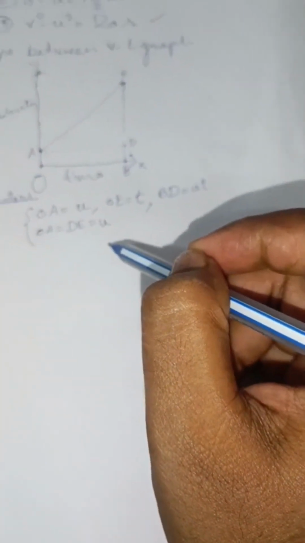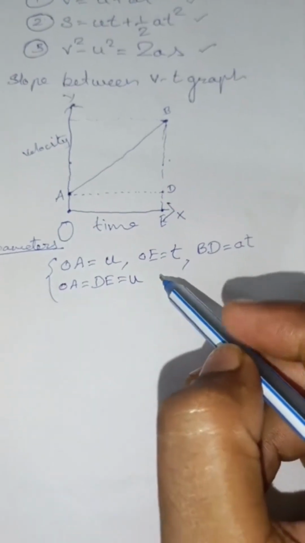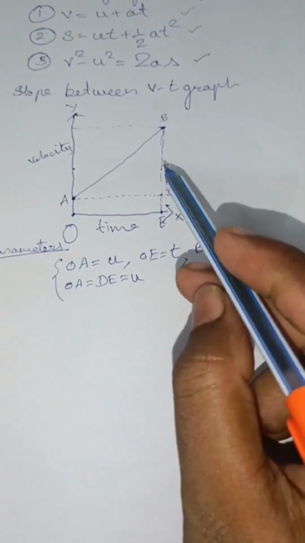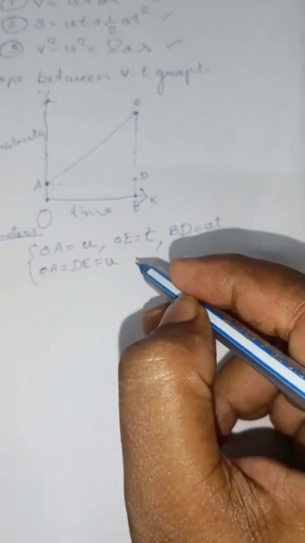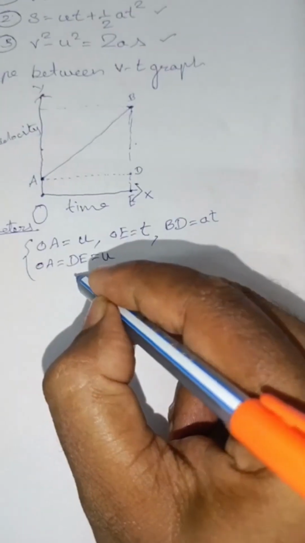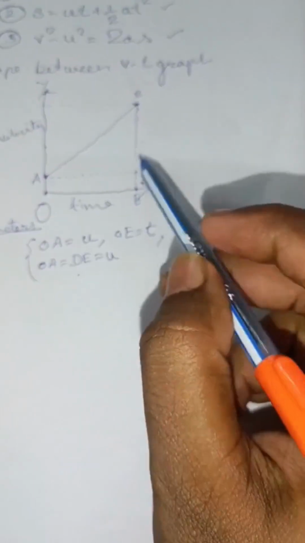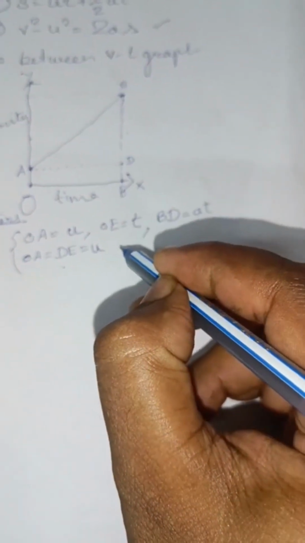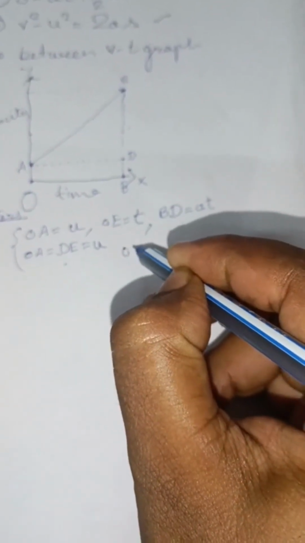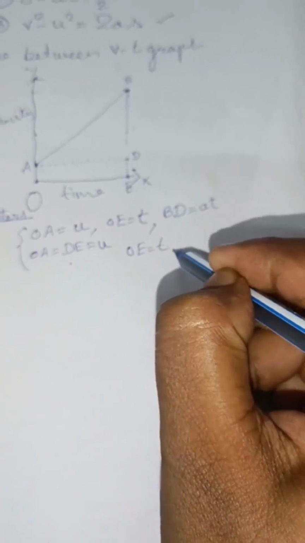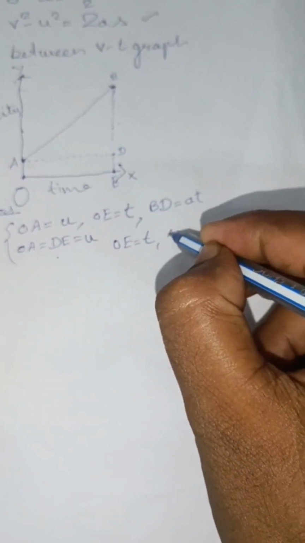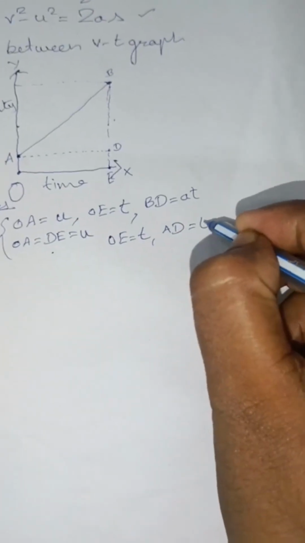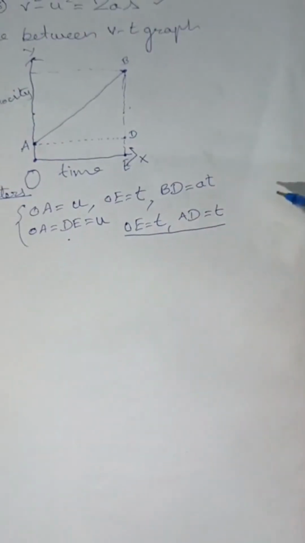Next, D to E is considered as u. Also O to E is considered as t, or otherwise A to D is also called t. Both these terms are the same.